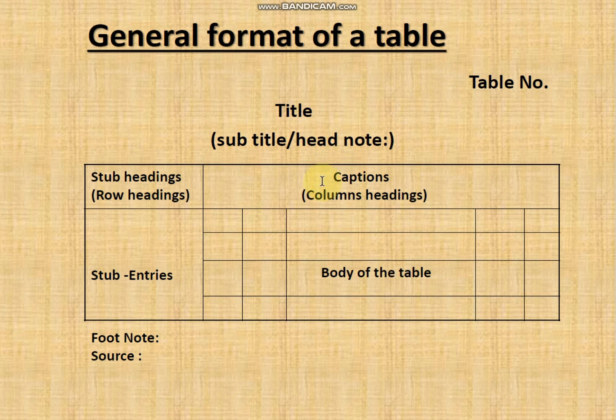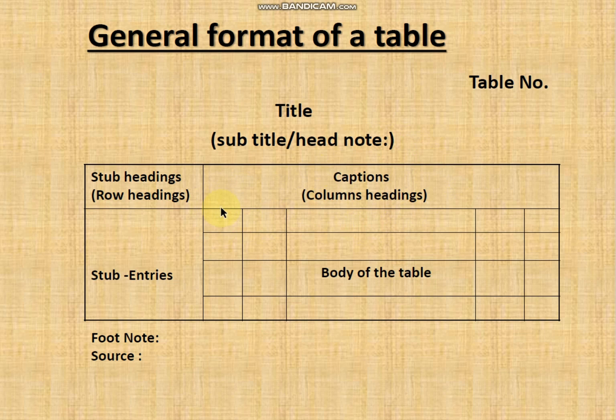Next one would be captions, the column headings. A table contains rows and columns. Row headings are written here, column headings are written here. This column has a particular title, so under that title, whatever numbers are written represent the title here. Similarly, this one and this one. So these are your captions, the column headings.